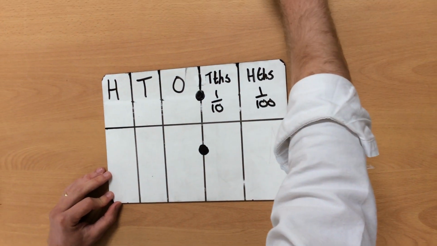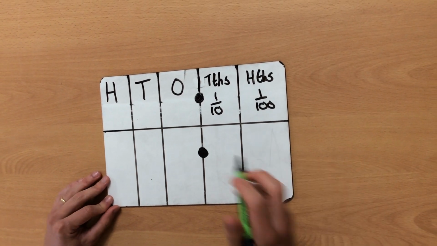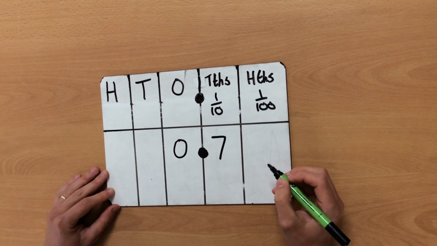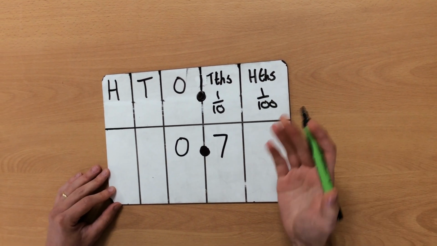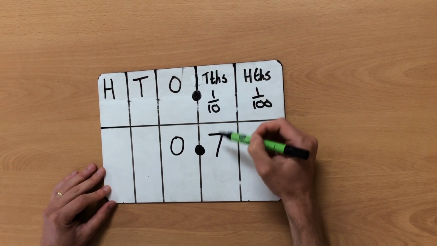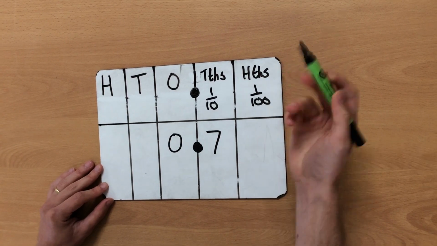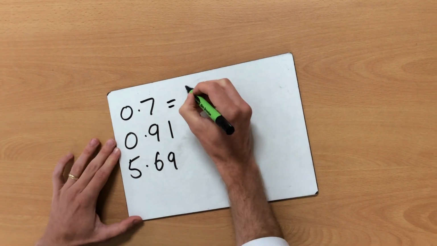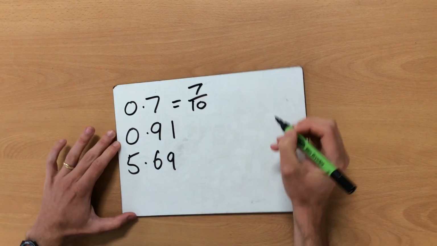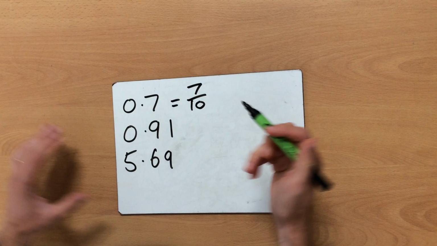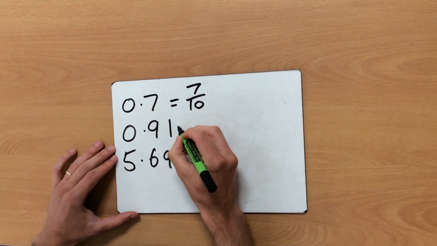Now, the first decimal I said we were going to look at was 0.7. Straight away you might recognize that 7 is in the tenths column, therefore my fraction will simply be 7 tenths, because I have 7 in my tenths column. And there we go.